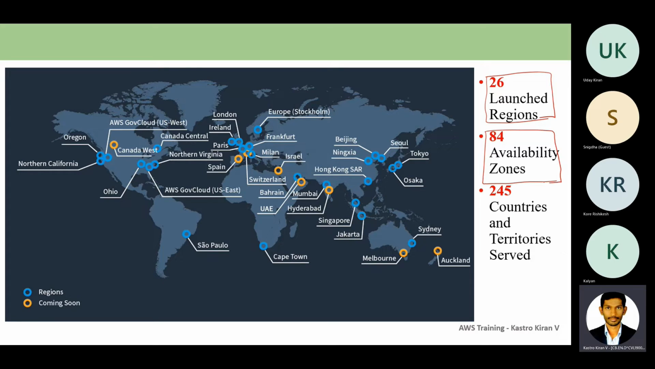In all those 26 regions combined, we have 84 availability zones, and AWS services are available across the globe in 245 countries. That means AWS is available in 245 countries across the globe.